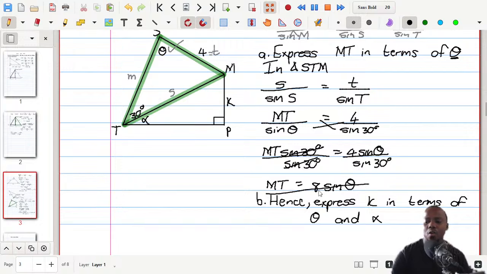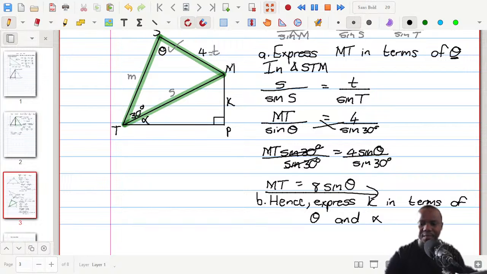There we are. We have answered our question. The question said we need to express in terms of theta. Because we are expressing in terms of theta, our answer must contain theta. Our answer does actually contain theta, so we are good to go. Brilliant. I hope that this makes sense to you guys. Let us look at the next section.